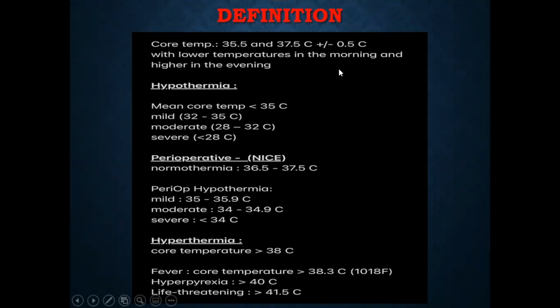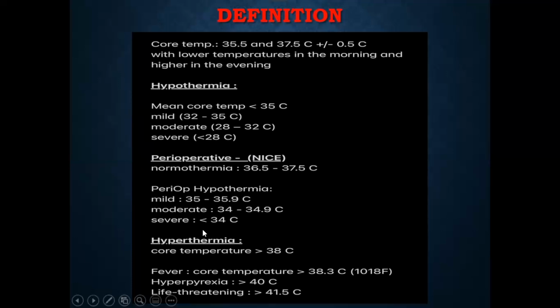That's why in ICU we only take it at 38.3. Anything, with lower temperature in the morning and higher in the evening. So there are two different definitions for hypothermia. Hypothermia in a normal patient, whether the patient is in ICU or in the ward, and something called perioperative hypothermia, which is by NICE guideline.